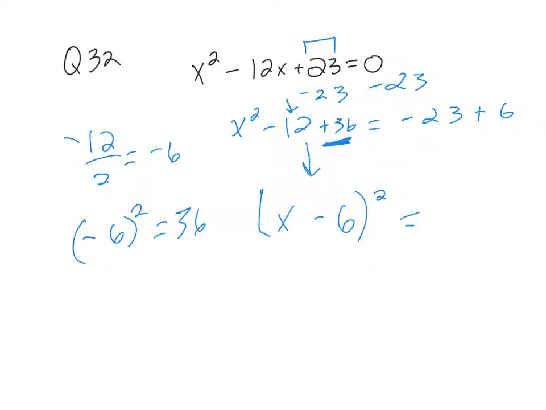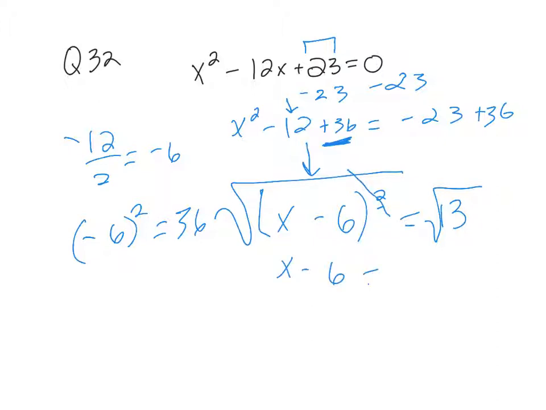Negative 23 plus 6, sorry, that's actually supposed to be plus 36. We had a 36 over there. I don't know why I just wrote 6. Negative 23 plus 36 will leave you with 13. So I'm going to have positive 13 here. In order to get rid of this square here, we're going to take the square root of both sides. That will cancel this out. All I'm left with is the inside.